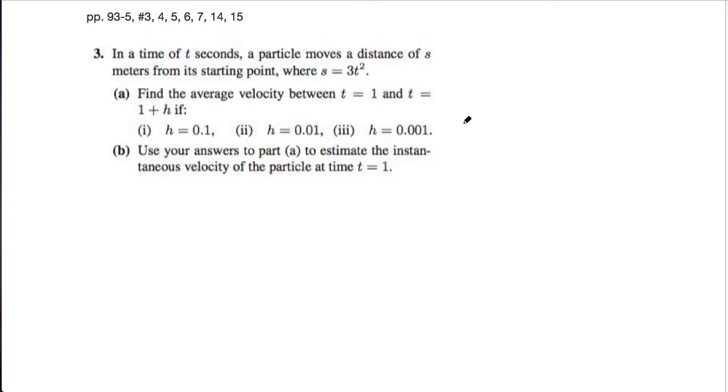These are the solutions to calculus homework number 25 from the textbook, as described right here at the top left of your screen. Number 3 says, in a time of t seconds, a particle moves a distance s meters from its starting point, where the function s is described as 3t squared. And A asks to find the average velocity between t equals 1 and t equals 1 plus h if you have certain values of h.